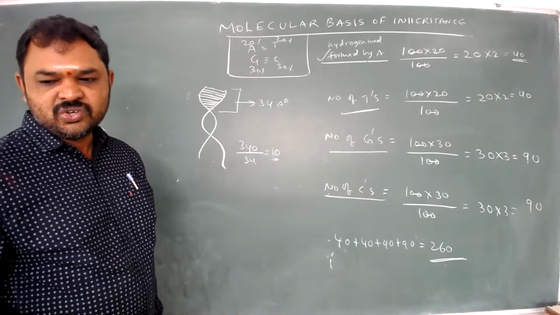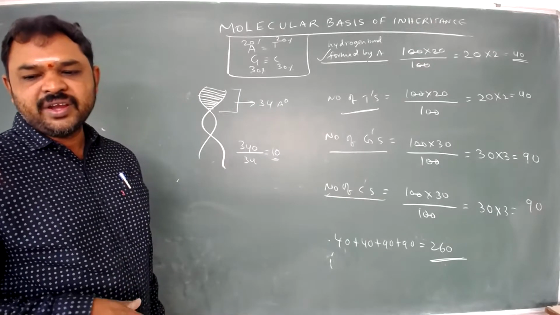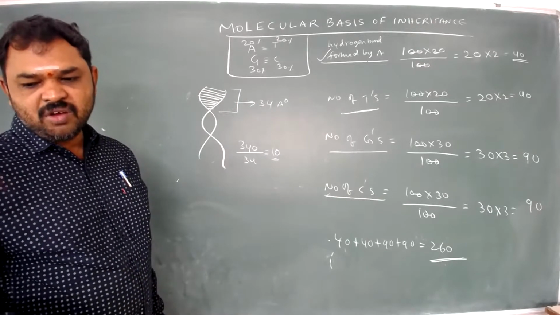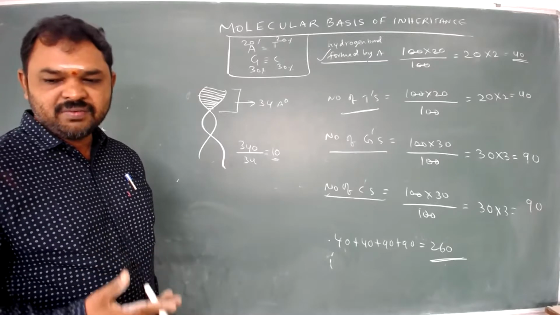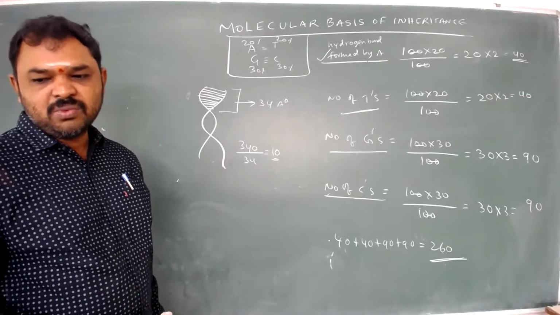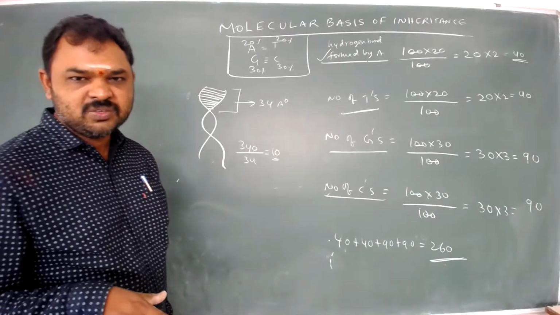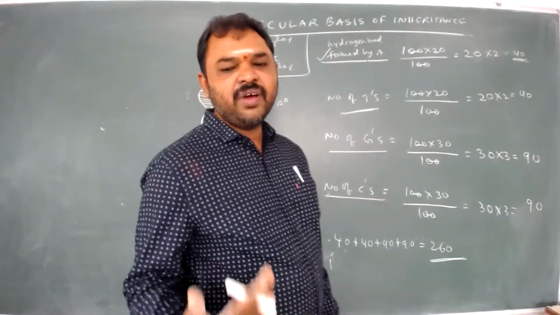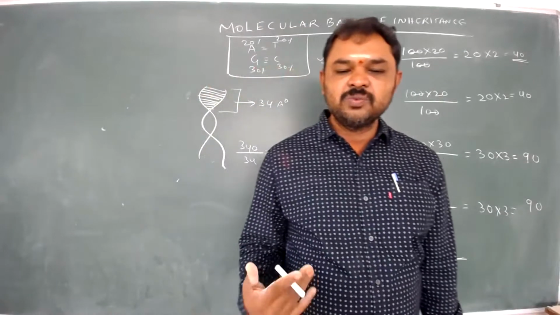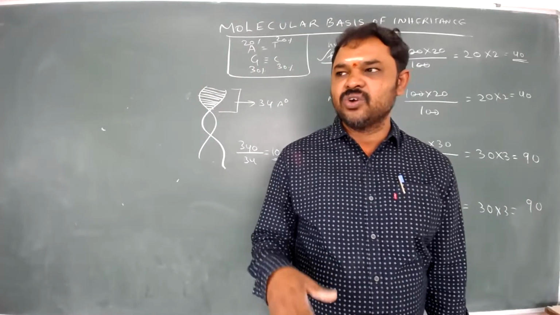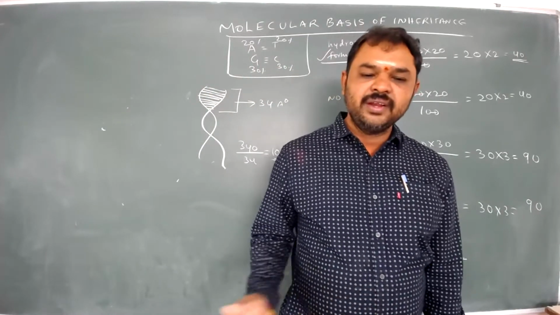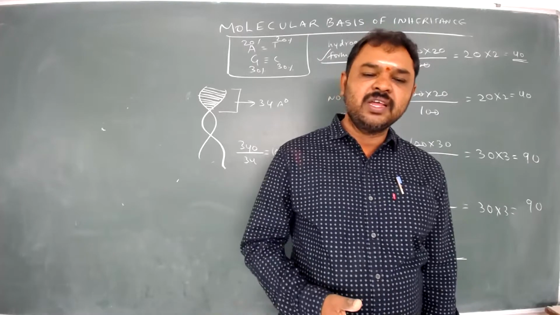Like this, there is a choice to ask questions to find out the number of hydrogen bonds, the length of DNA, or the proportion of nitrogen bases. One nitrogen base percentage will be given, then find out the other nitrogen base percentages. Like that, there is a choice to ask questions. And this is the structure of DNA.